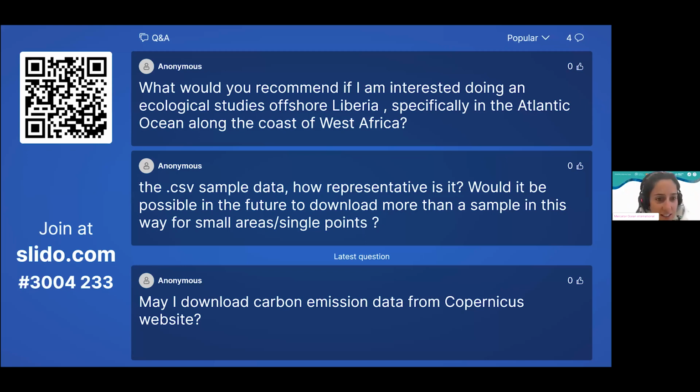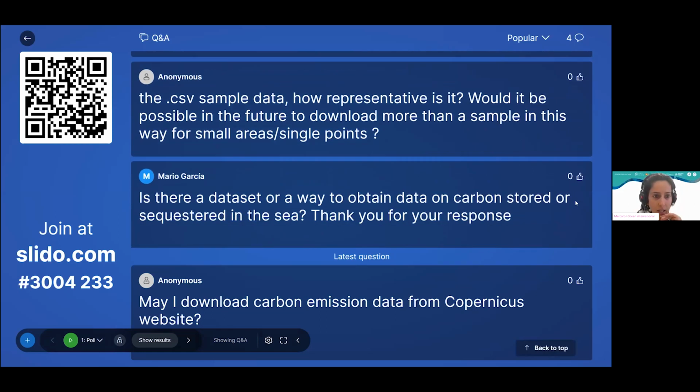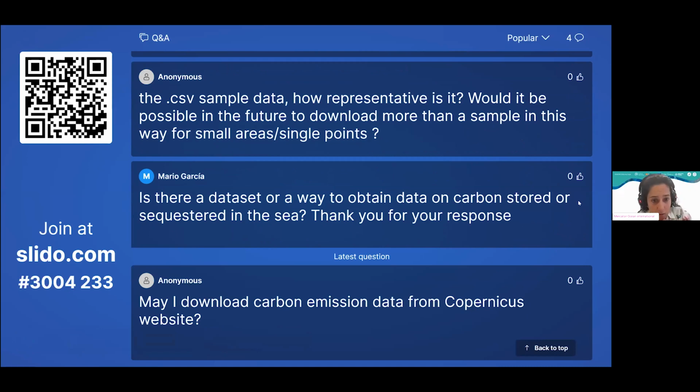Another question, the CSV sample data, how representative is it? Would it be possible in the future to download more than a sample in this way for small areas, single points? So I'm not sure if this is specifically for you, or maybe it could be still for Anaïs. Some of these questions are a bit hard to identify. Maybe we can go. Is there a data set or a way to obtain data on carbon stored or sequestered in the sea? Thank you for your response.